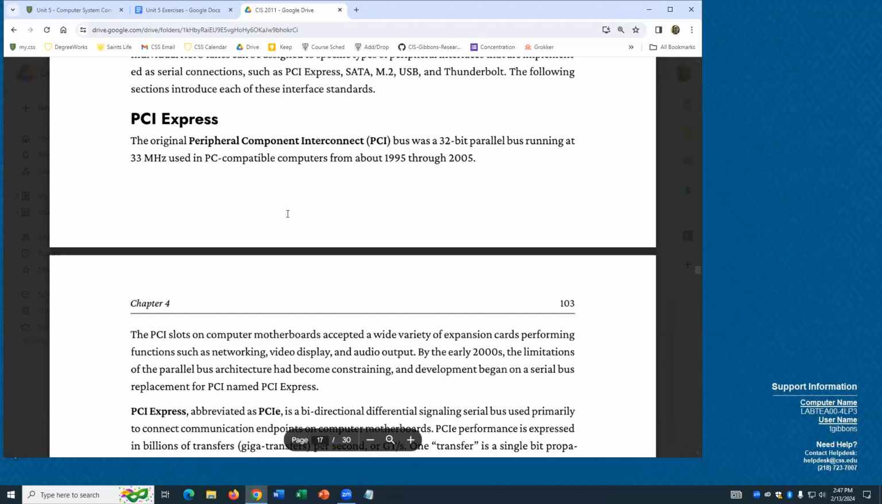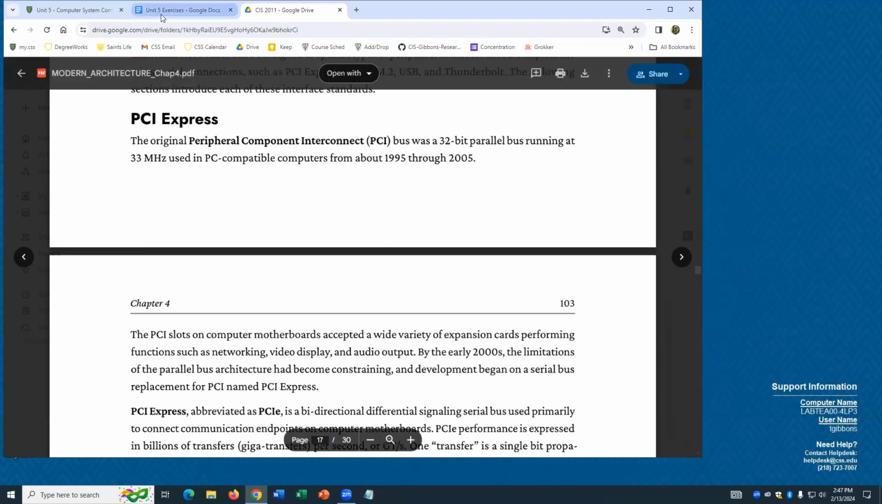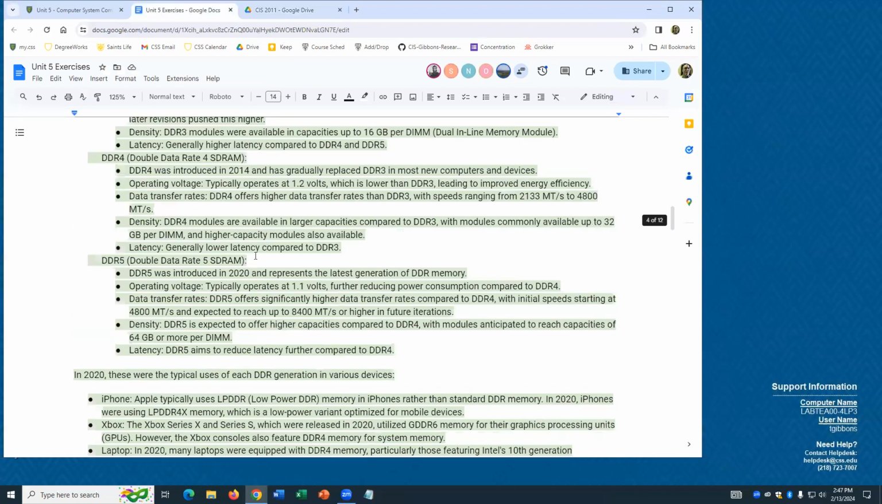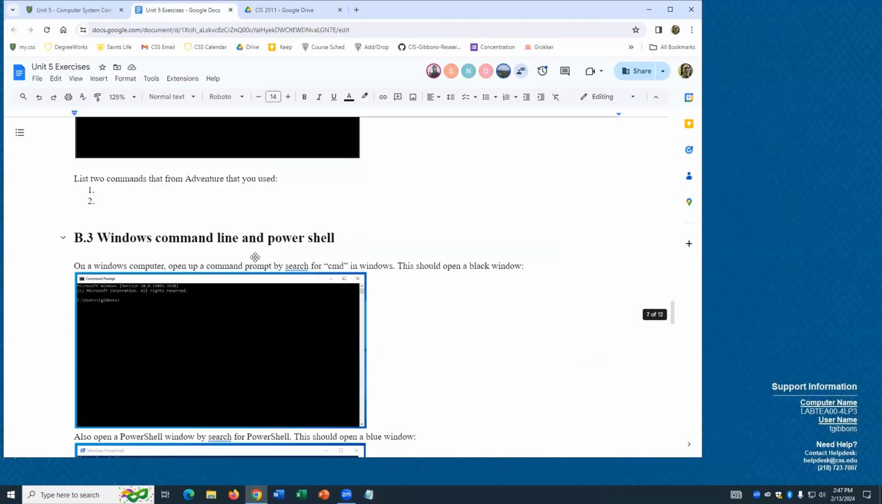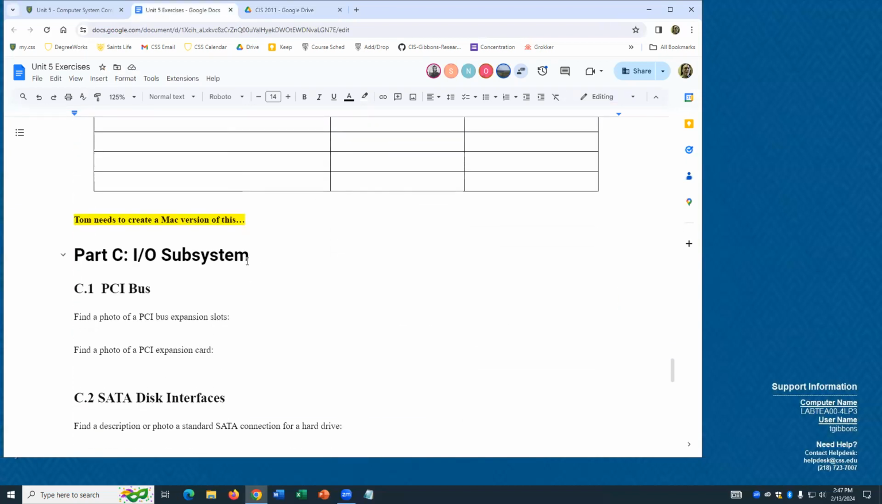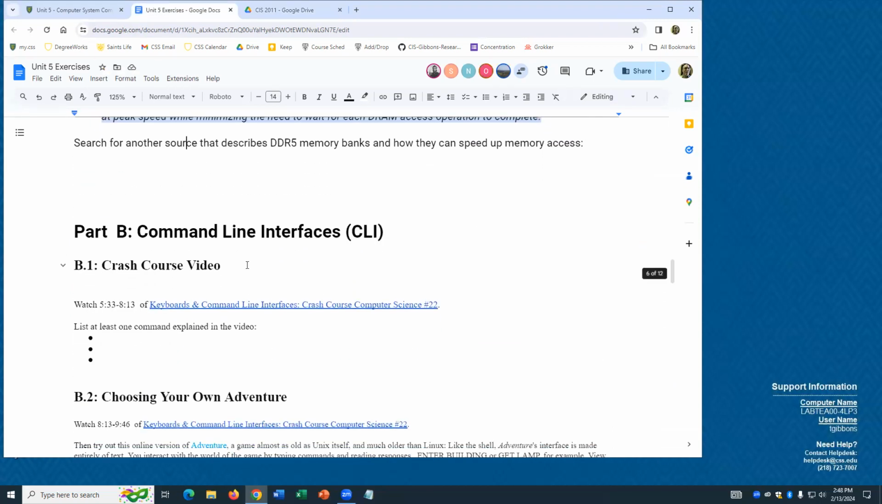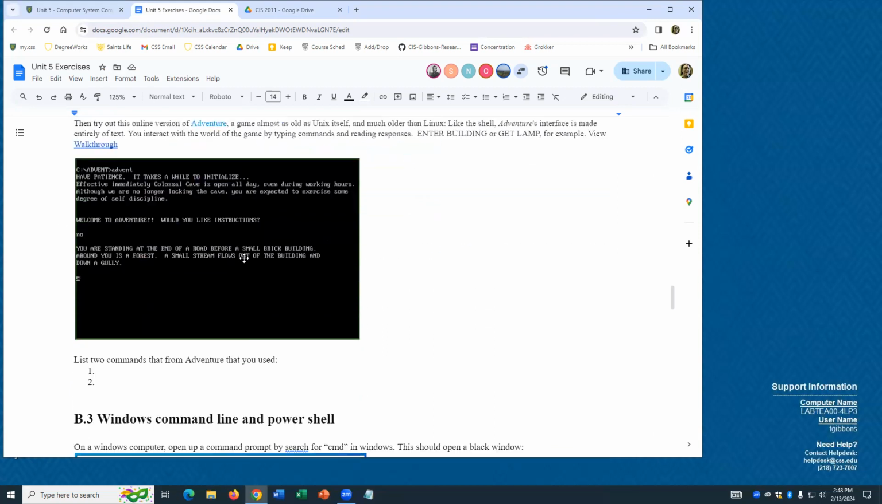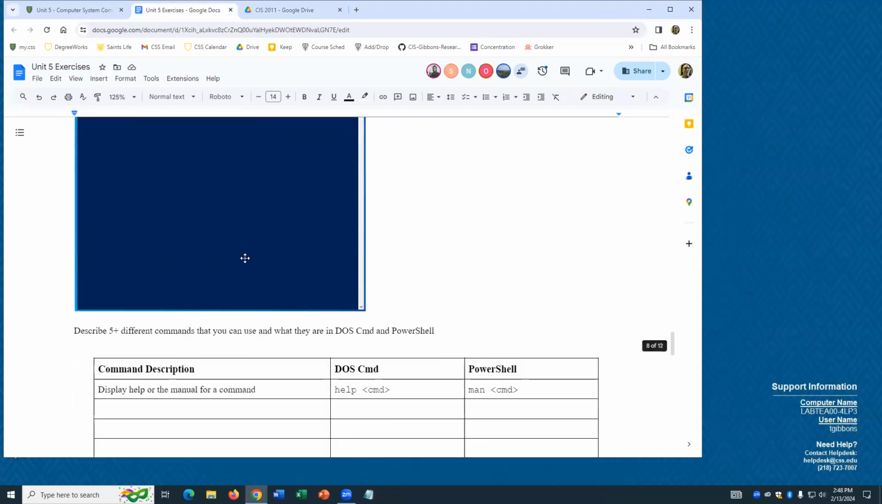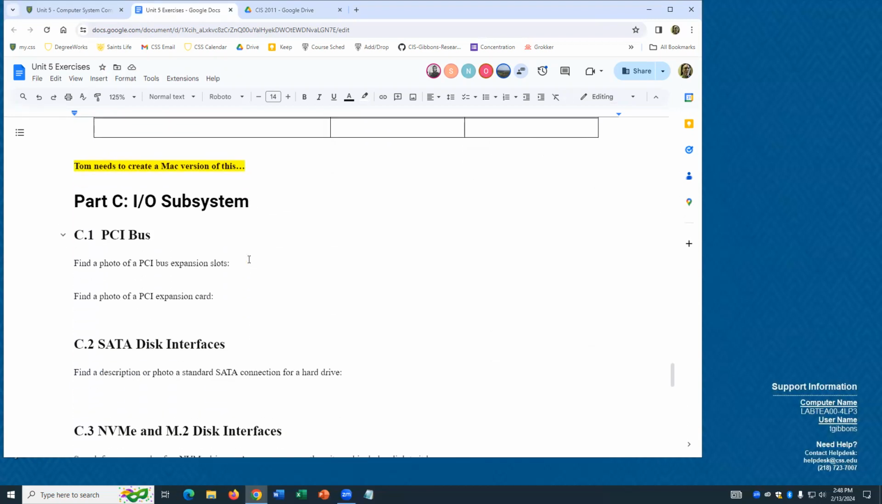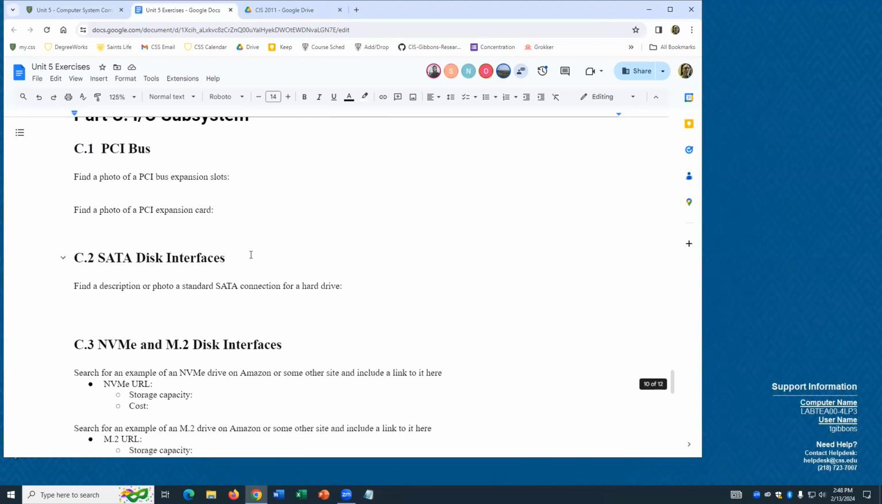So let's start with some of these connections. PC Express. I thought I asked you something about PC Express. Oh yeah, I have this whole thing on command line here. I'm going to jump to this later. So I'm going to skip over part B of your exercise, and I'm down to part C here.